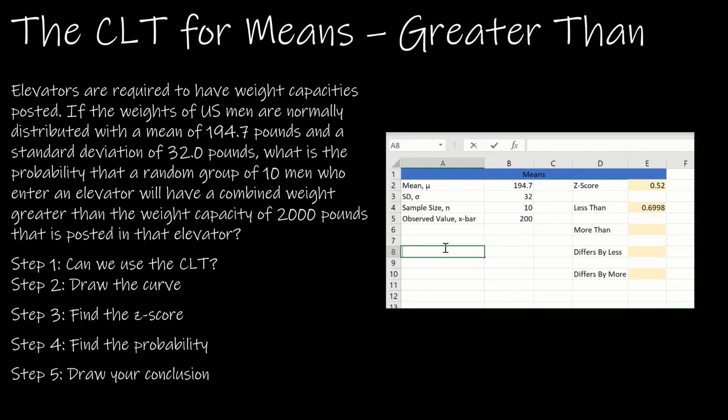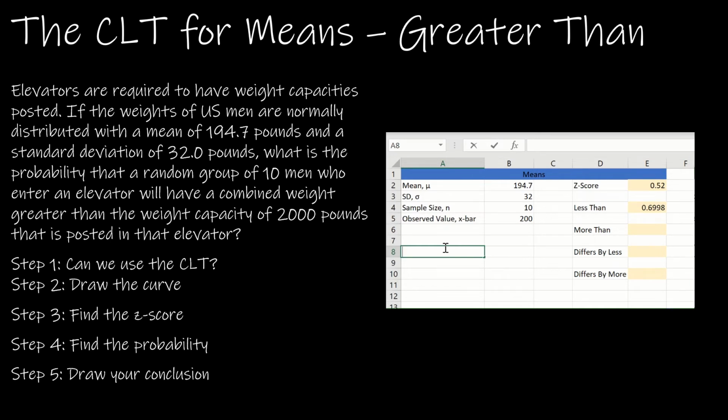Let's look at another question now, still using the central limit theorem for means, but now we're looking at greater than. So I have: elevators are required to have weight capacities posted if the weights of U.S. men are normally distributed. So stop right there. It just said that the weights of U.S. men are normally distributed. So when you see that, you should in your head be thinking, great, the population is normally distributed. Yes, I can use the central limit theorem. So check for step 1.